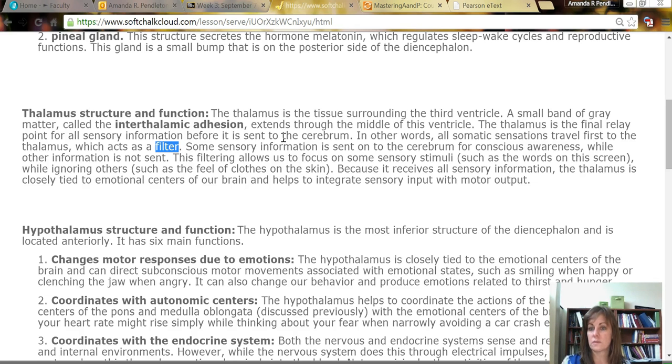It's this sensory filter. Most of the time you're probably not aware of the feel of the clothes on your skin. Well, that's the thalamus. It filters that out. It puts that to the background. So really, the thalamus is important in helping us to focus on certain sensations and not others.